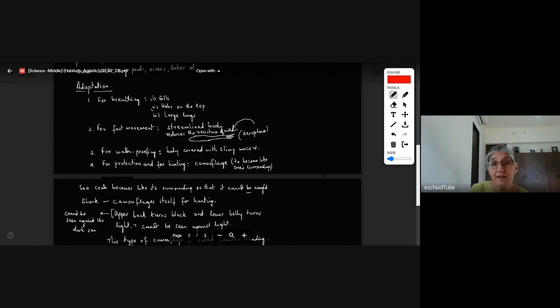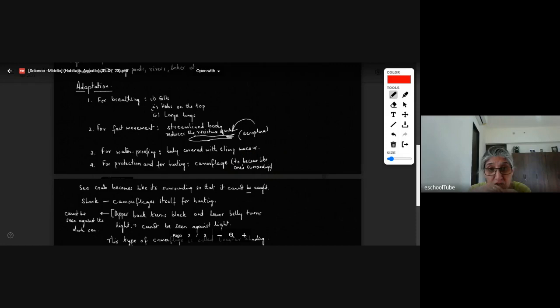And stingfish. Basically they have nail-like structures coming out of their body so that they can protect themselves. If somebody wants to come and eat them, then these stick out and the predator which is coming to eat them gets hurt. Okay?